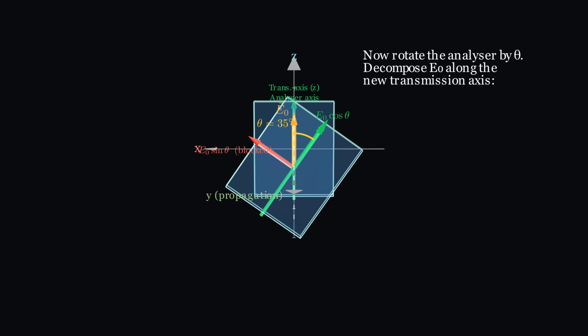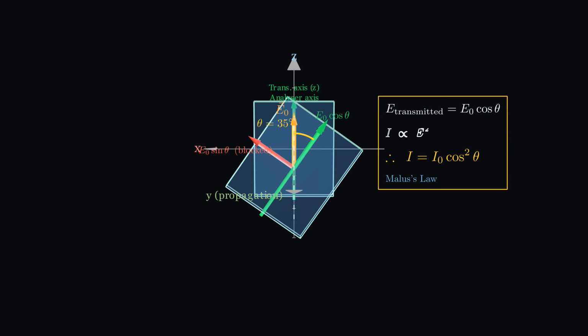Intensity is proportional to amplitude squared. Hence Malus's law, I equals I0 cosine²θ.